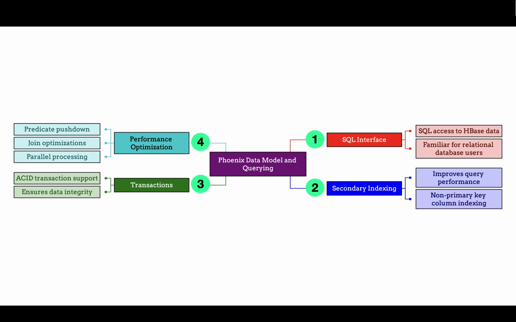4. Performance optimization. Phoenix optimizes queries through techniques like predicate pushdown, join optimizations, and parallel processing, ensuring efficient data retrieval.